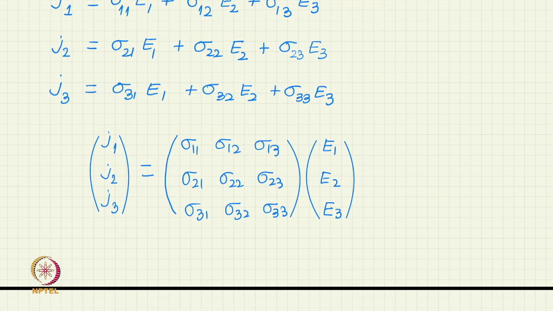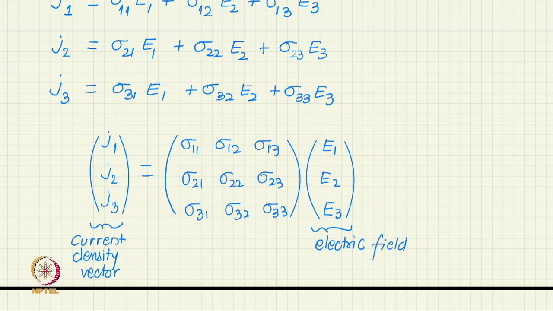So, in this matrix equation, this represents the current density vector, this represents the electric field vector, and the physical property which is connecting the current density vector to the electric field vector is described by this 9 component matrix, and that will be called the electrical conductivity tensor.